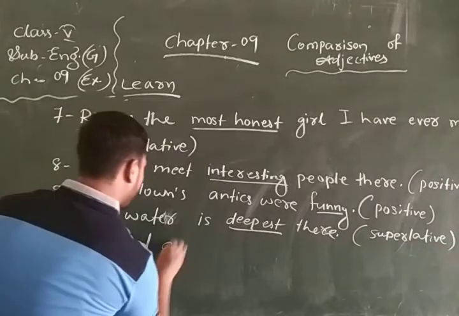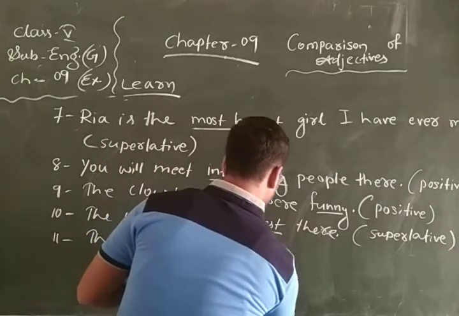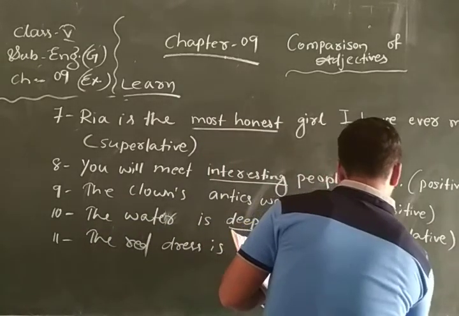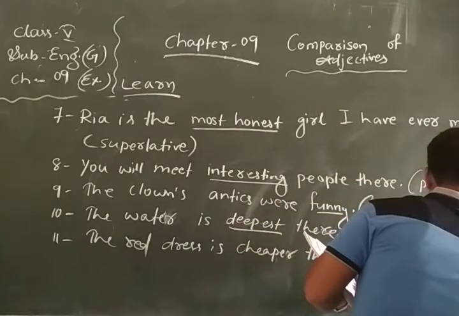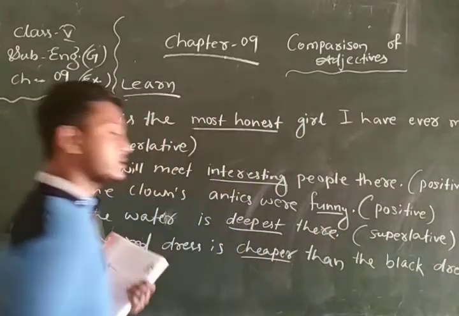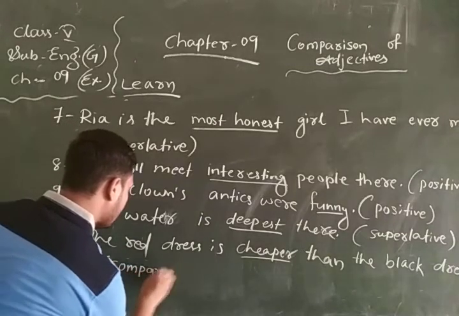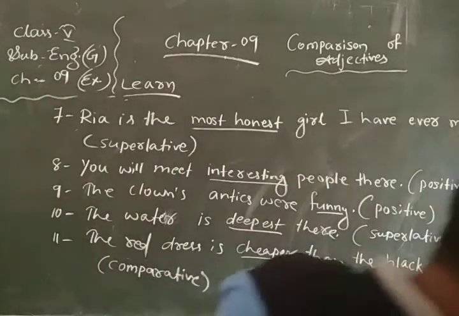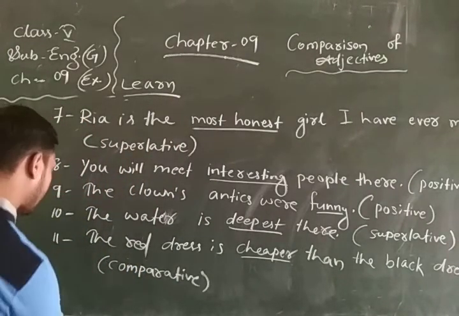The red dress is cheaper than the black dress. Okay, the red dress is cheaper than the black dress. So here cheaper is the modifier which is in comparative form. ठीक है, which is in comparative form. Okay, then see the last number.